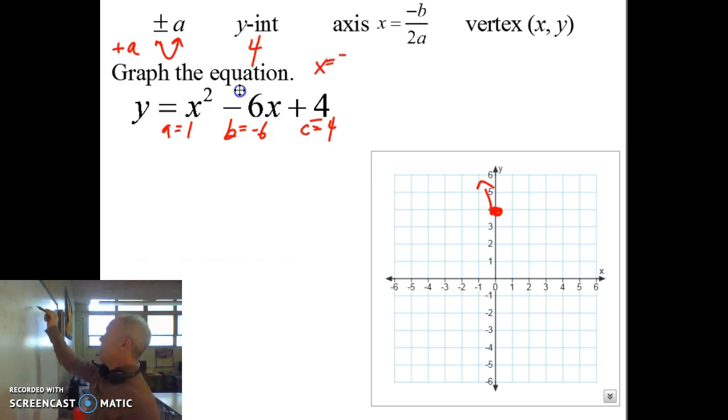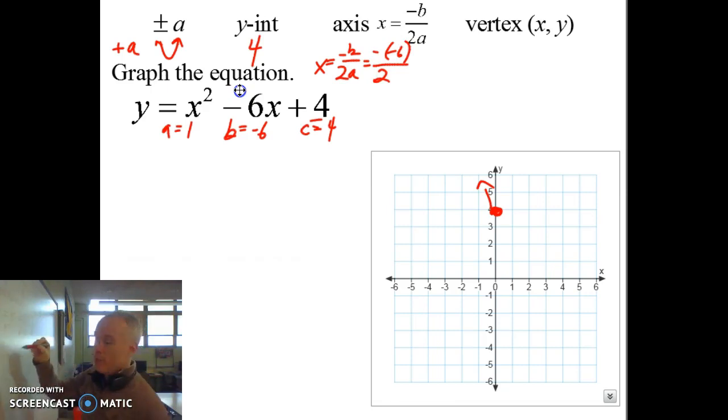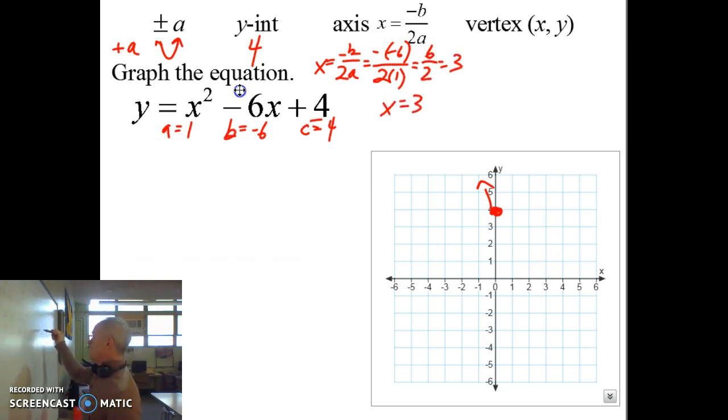X equals the opposite of b over 2a. So the opposite of b. B is negative 6, so the opposite of negative 6 over 2 times the a term, and the a term in this case is 1. So the opposite of negative 6 is 6 over 2, so the axis of symmetry is at x equals 3. So we can go ahead and draw our dotted line on x equals 3, meaning our parabola is going to cut that in half.